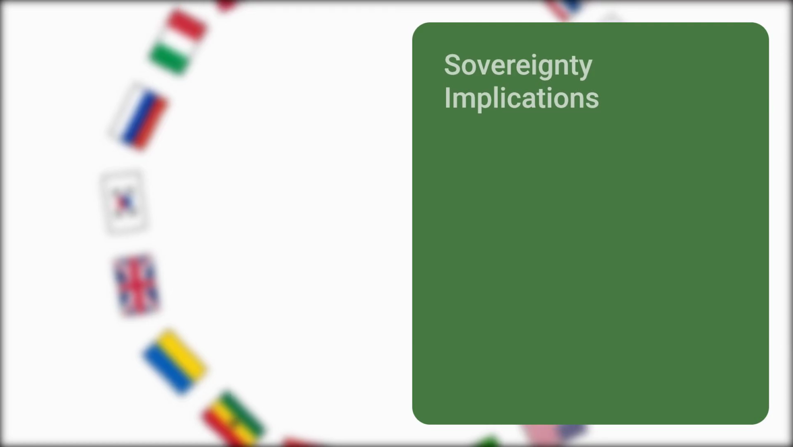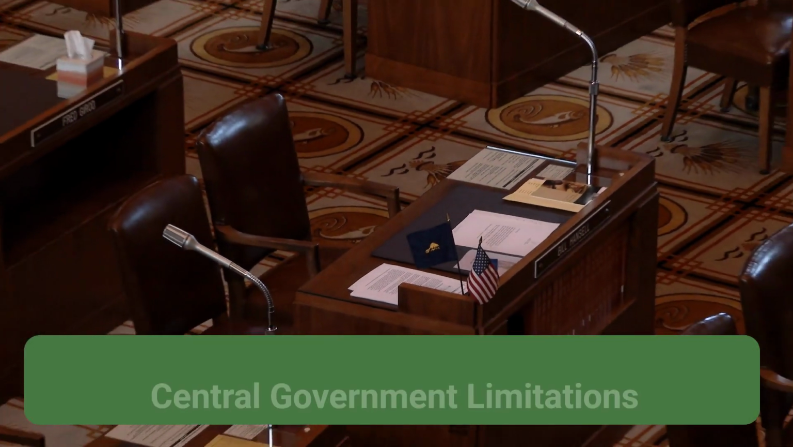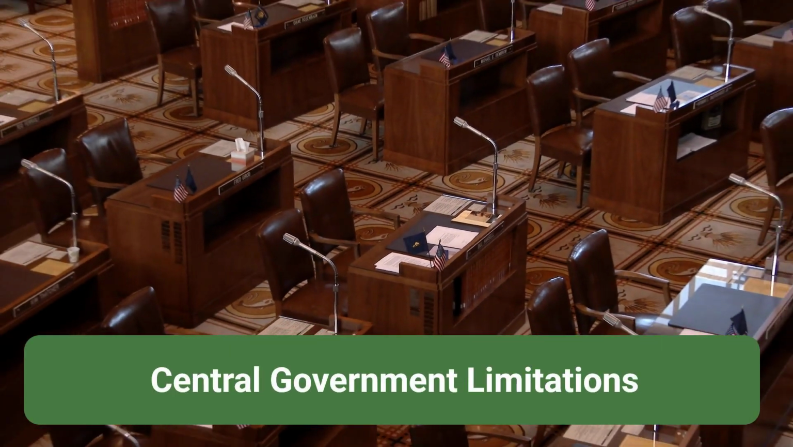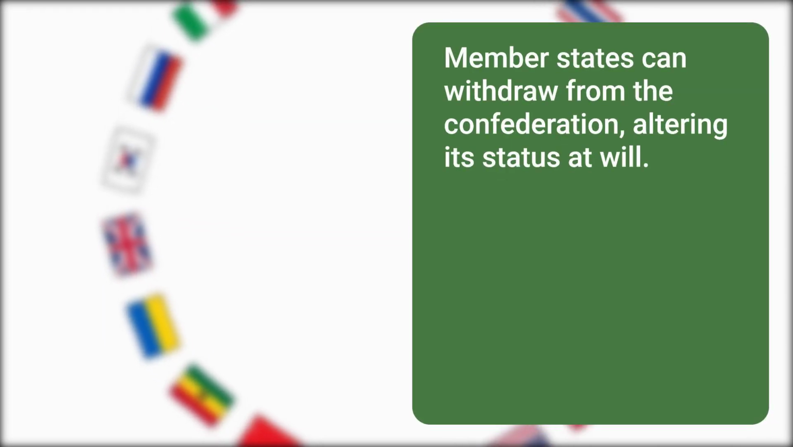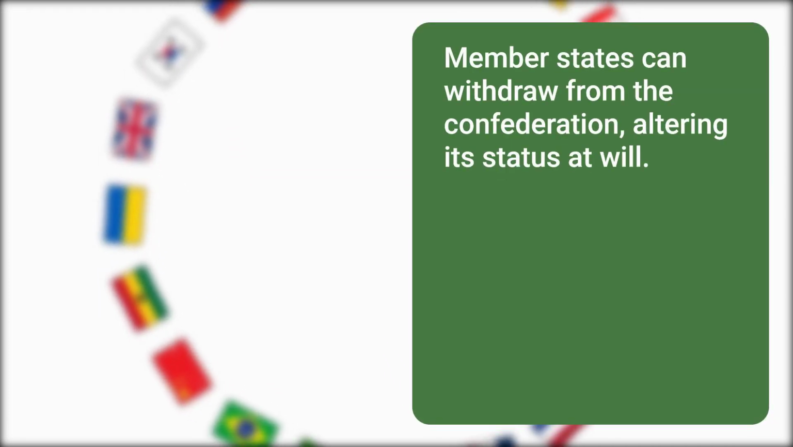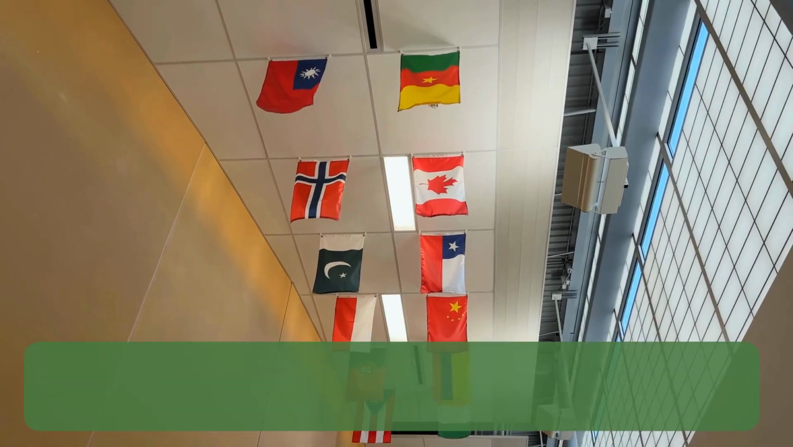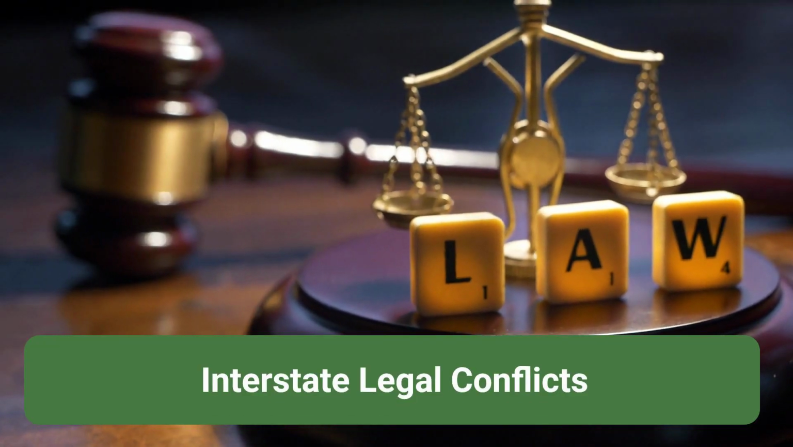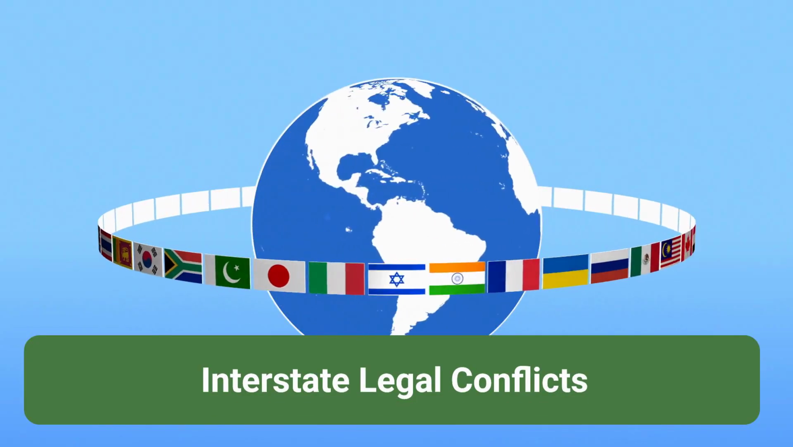Sovereignty implications: the central government lacks direct enforcement power and relies on states to implement policies. Member states can withdraw from the confederation, altering its status at will. Sovereign states may enact conflicting legal frameworks, creating challenges in interstate relations.